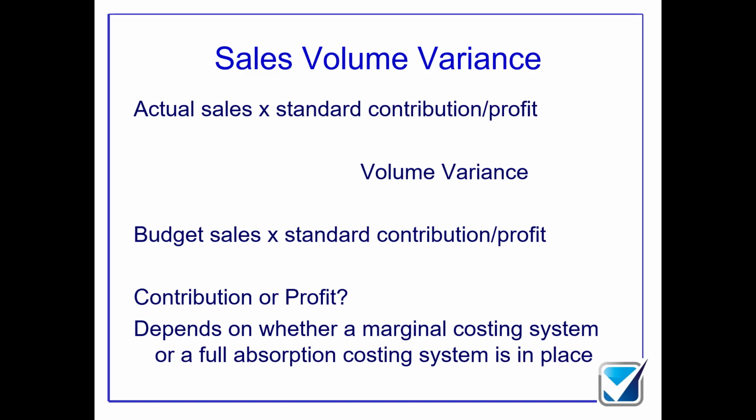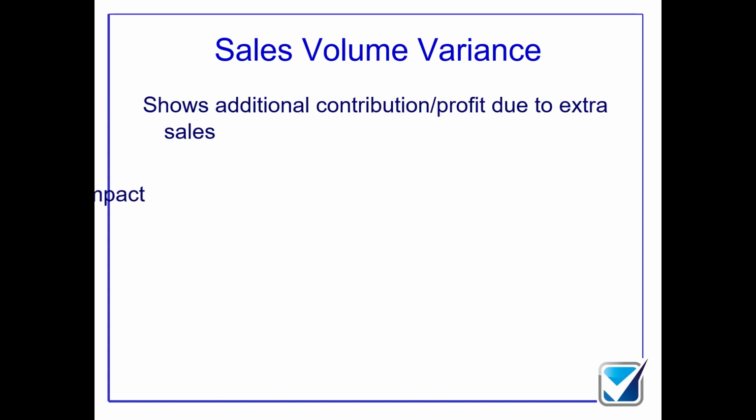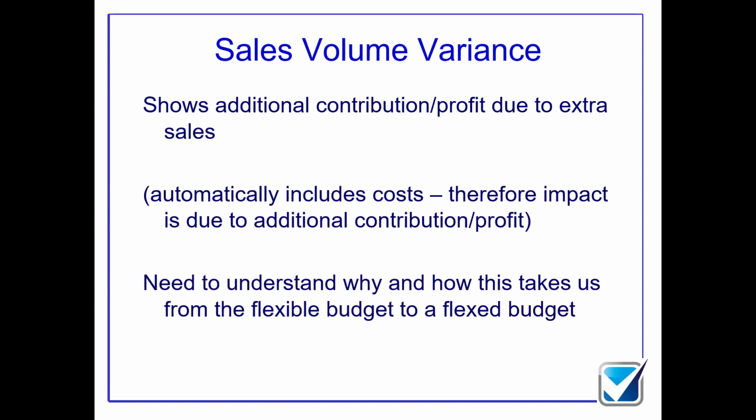The other thing to bear in mind here, guys, when I look at budgeted sales multiplied by standard contribution or profit, that's the original budgeted sales. There is no flexing here. So that's the original budgeted sales. So be very, very careful with that. And what this sales volume variance does is actually shows you the impact on my profit, the impact on my bottom line based on me selling more units. Now let's have a look at an example and see how this comes about, because we're going to have to do this in two different parts.